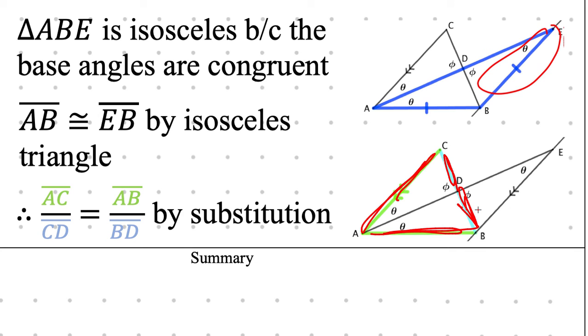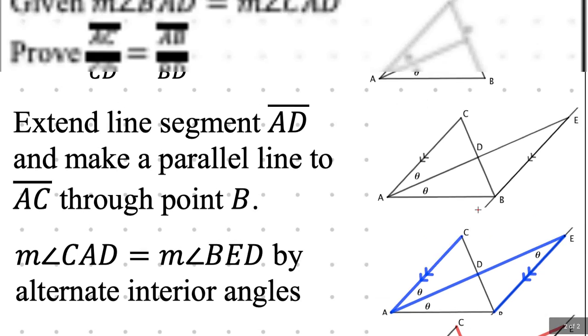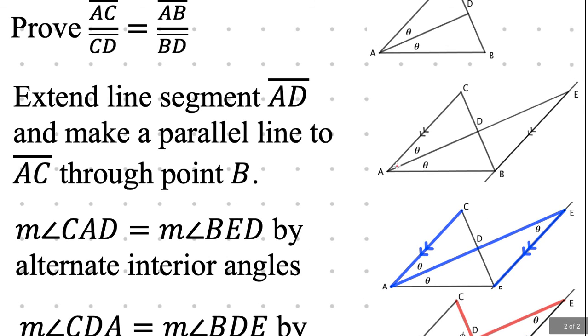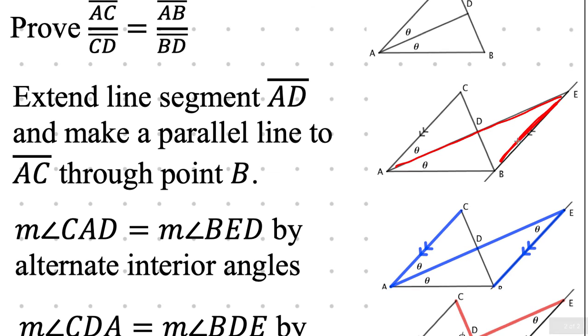That makes sense. Ta-da! The hardest part about this proof is all the way back up here and knowing how to extend this line and make a parallel angle, or sorry, a parallel line segment. Once you have that down, everything else kind of just flows out from alternate interior angles, vertical angles, and isosceles triangles.